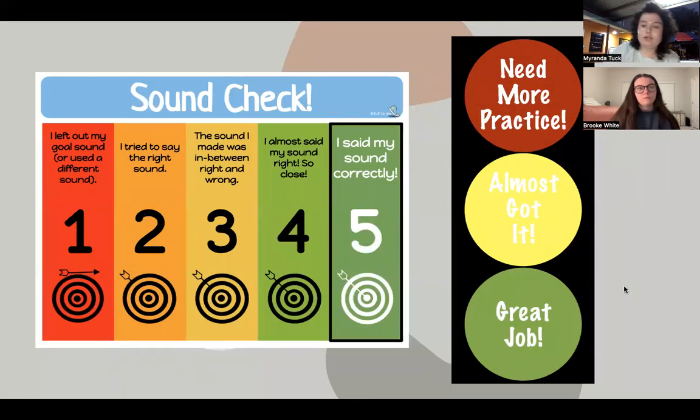So here's another example of a rating scale that you could use daily or weekly. One being I left out my goal sound or substituted it, and 5 being I said it, it was great. And another one is red, meaning I need to practice more. Yellow is it's almost there, and green is it's great.